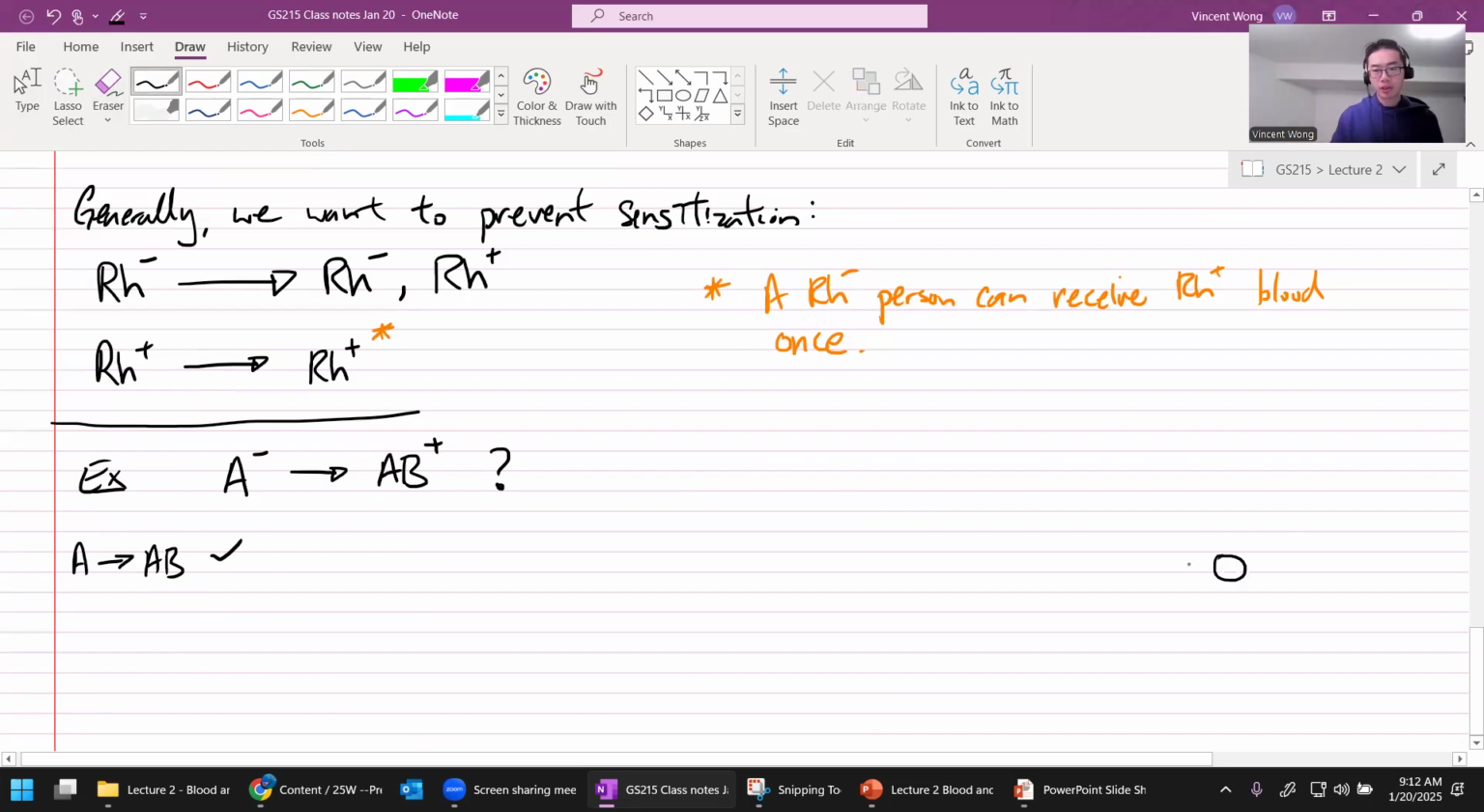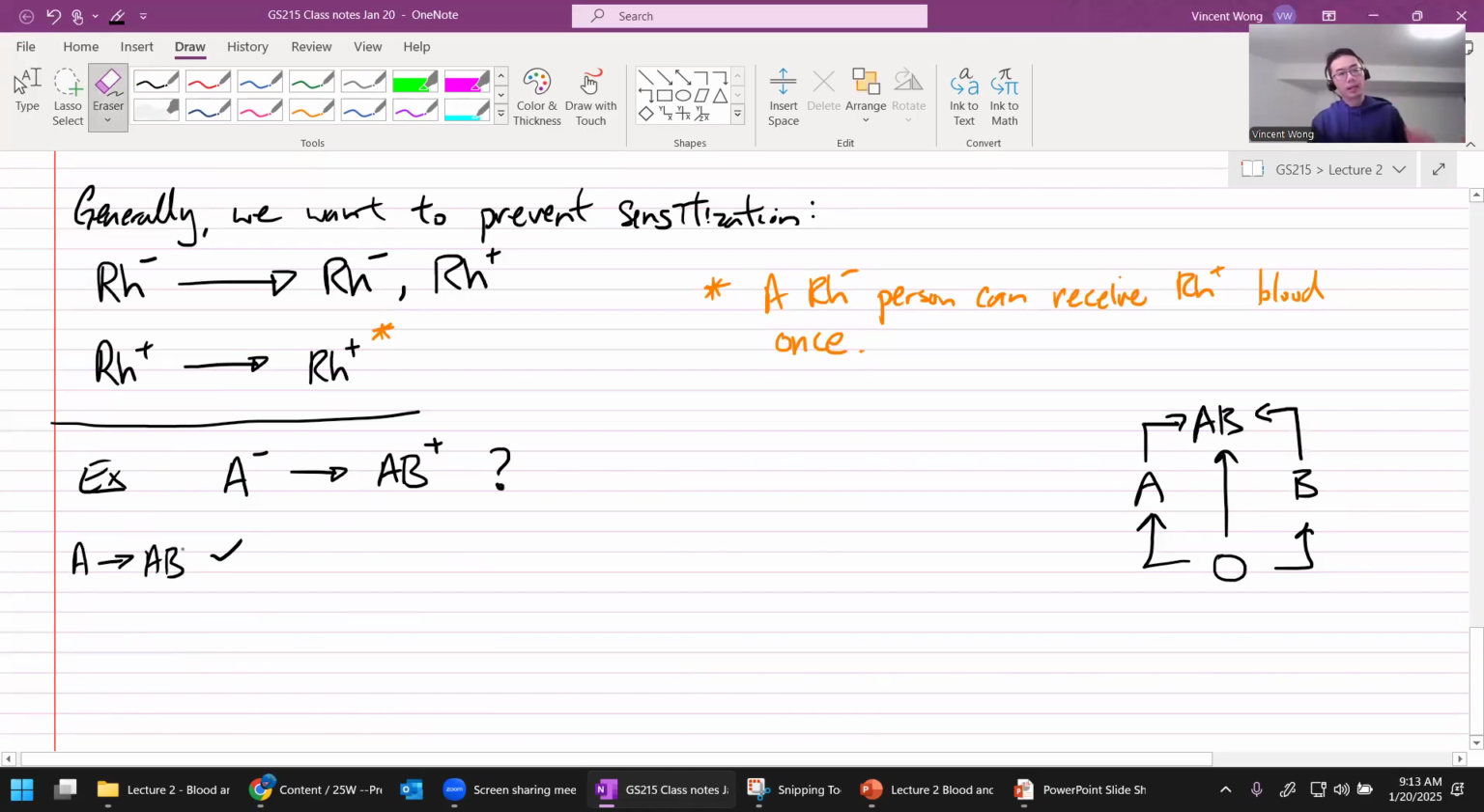If you remember the cheat sheet I gave you last time. Okay. Look, A to AB is fine because in AB there are no antibodies, right? So the A red cells will be accepted. And then you look at the Rh, can negative give to positive? Yes, negative can always give to positive. Right? So both blood groups are compatible. This is safe.